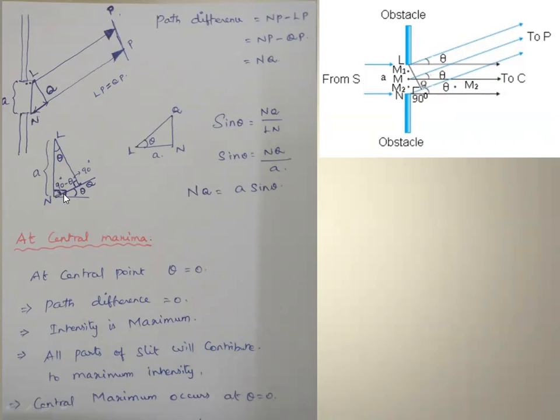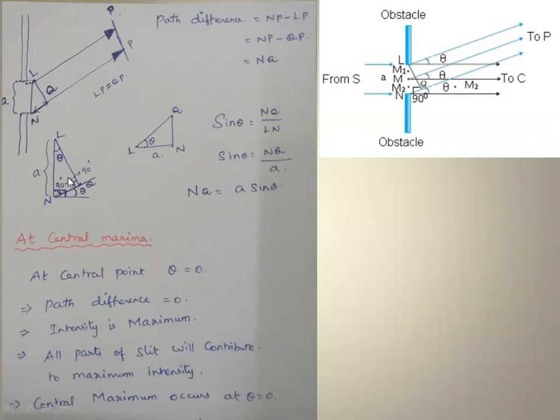So if this is 90 degrees and this is theta, what will be the angle LNQ? The LNQ angle will be 90 minus theta. Can you see the line which is coming from L and joining at Q? This is 90 degrees, this is 90 minus theta. All together should be 180. So this angle will be the theta value. I hope you understand this.